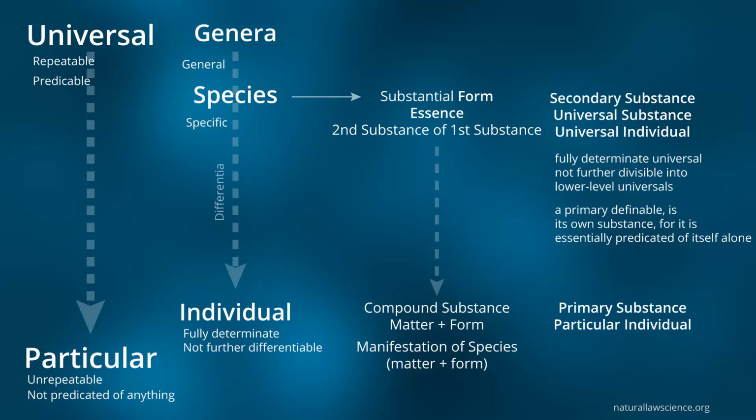So the substantial form, the essence, is the secondary substance. It's the universal substance, the universal individual. It's a fully determinate universal, not further divisible into lower level universals. That's why you can have a universal individual. It's not a universal particular, because those are the contraries. But the individual, you can have a universal individual.